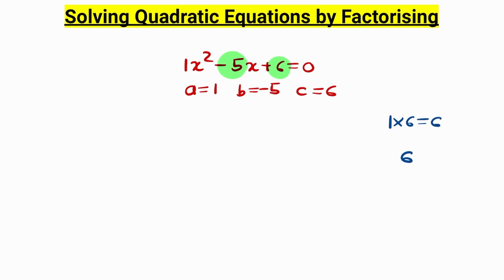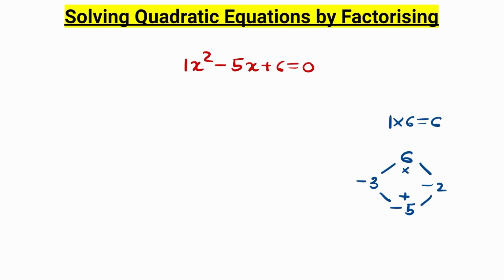Now we should think of two terms that can be multiplied to get 6 and that can be added to get minus 5. Now think of two terms like that. What are the two terms? We can do minus 3 and minus 2, because minus 3 times minus 2 is plus 6, and minus 3 minus 2 is minus 5.